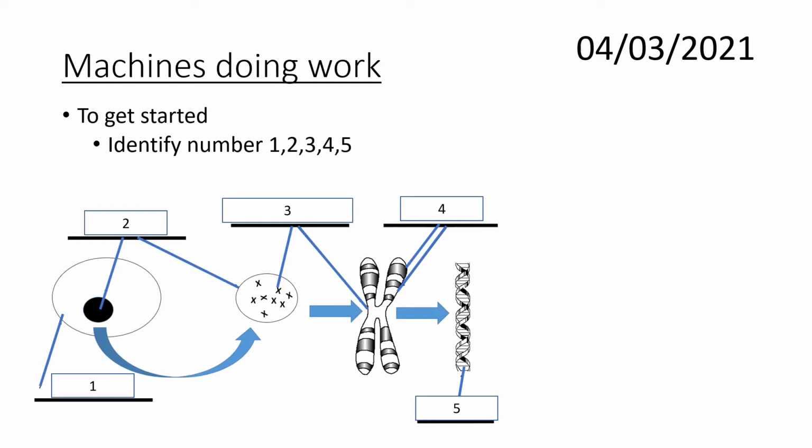You will need a pen or pencil, something to write with. To get started, all you have to do is identify the labels 1, 2, 3, 4, and 5. Pause the presentation, and when you're ready, you can restart to check your answers.